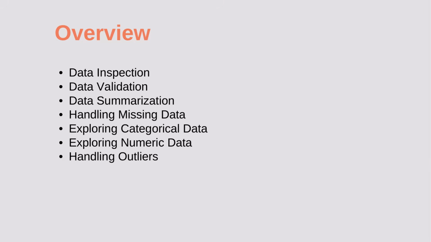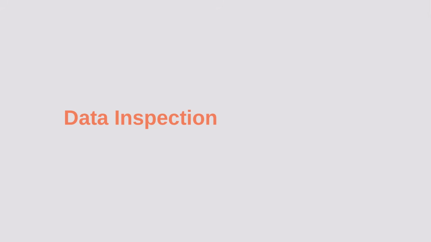We'll also look at handling missing data, and discuss strategies like imputation or removal, depending on the context. Exploring categorical and numerical data comes next. We'll use appropriate tools and plots to understand each type. And finally, we'll address outliers, figuring out whether they are data entry errors or genuine extreme values and how to treat them. Let's start with how to get a first look at a dataset to understand its structure and contents.